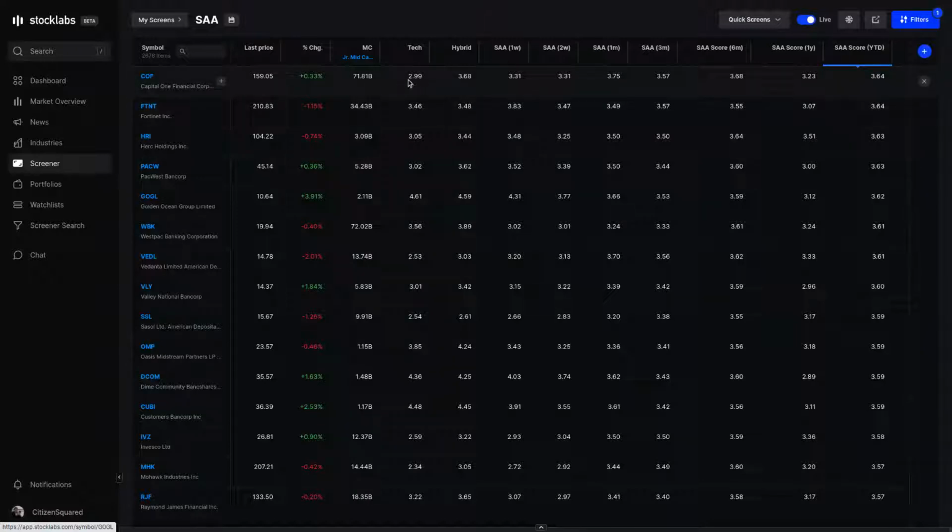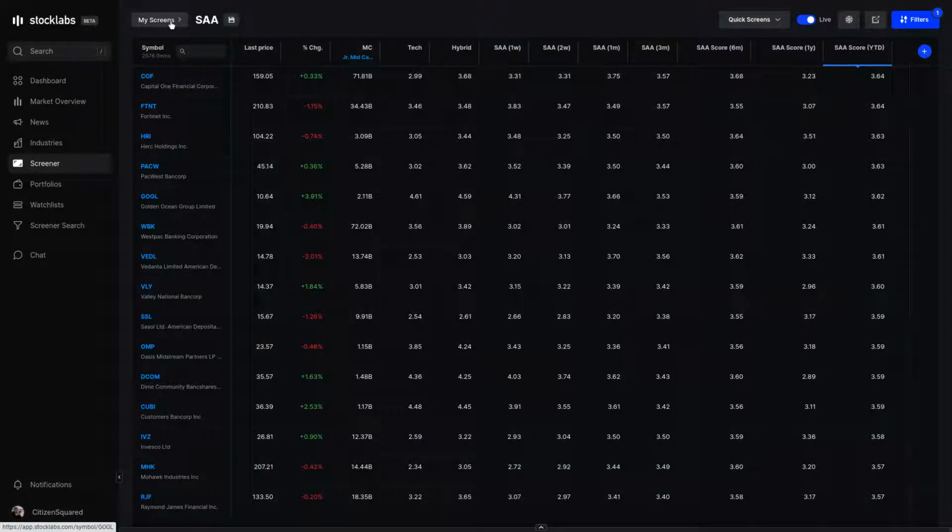So what this will tell you is if these scores have remained high for a good amount of time, then their SAA score over a longer time frame will also be higher. So this is a more robust way of looking at how these tech and hybrid scores have acted and whether or not the stock has remained strong over time, or if it's just a momentary, shorter term show of strength from the stock. You can use SAA score as a replacement for something like a Sharpe ratio, especially on a 1 year time frame or year-to-date time frame as we get further into the year.